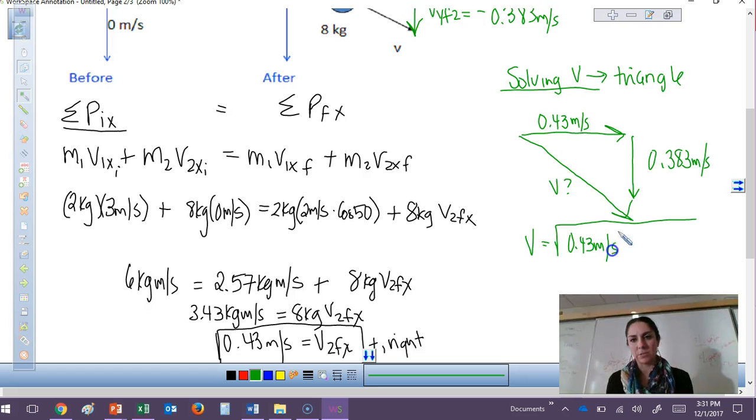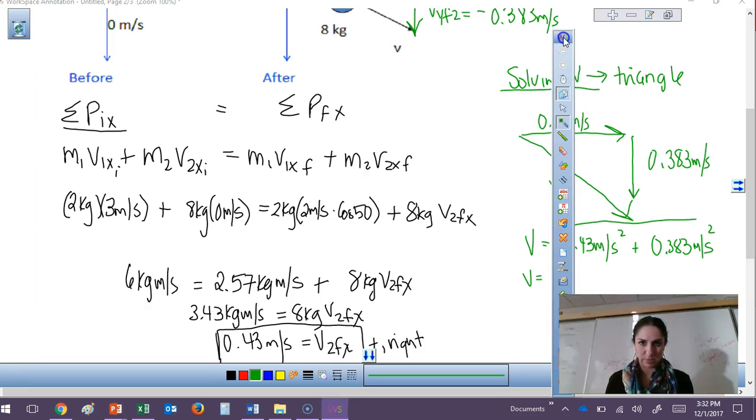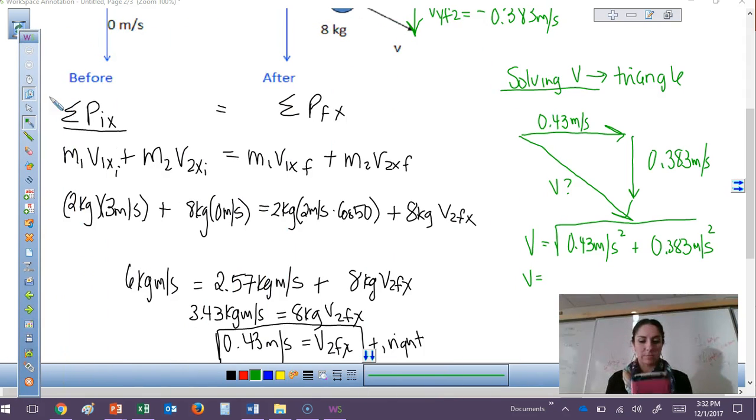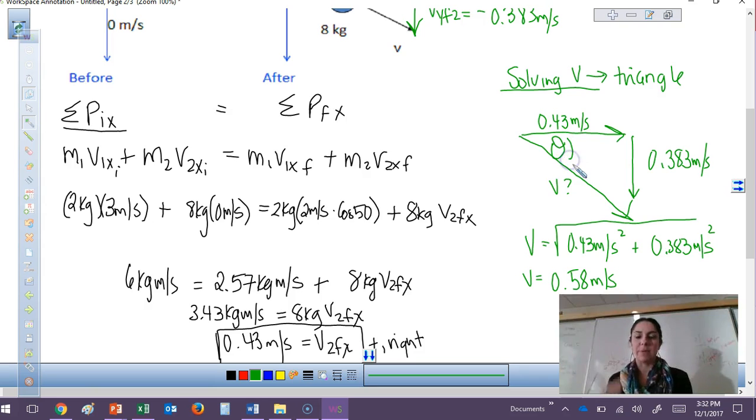So to get V, I can use the Pythagorean theorem, so I will in one step here. 0.43 meters per second squared plus 0.383 meters per second, whole thing squared. Square root the answer to get V. So let's do that. So square root of 0.43 squared plus 0.383 squared. My final velocity is 0.58 meters per second.